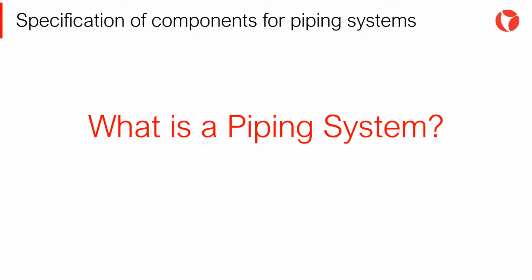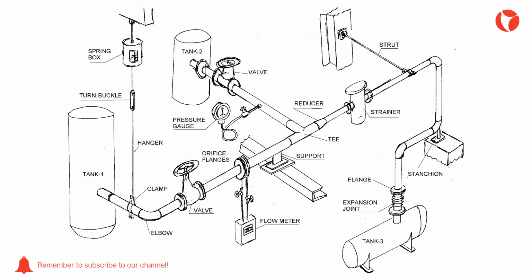Anyway, what is a piping system? Which components are included in a piping system? A piping system is a group of standard elements joined up by different means with the aim of transporting fluid from A to B, meeting the design requirements.